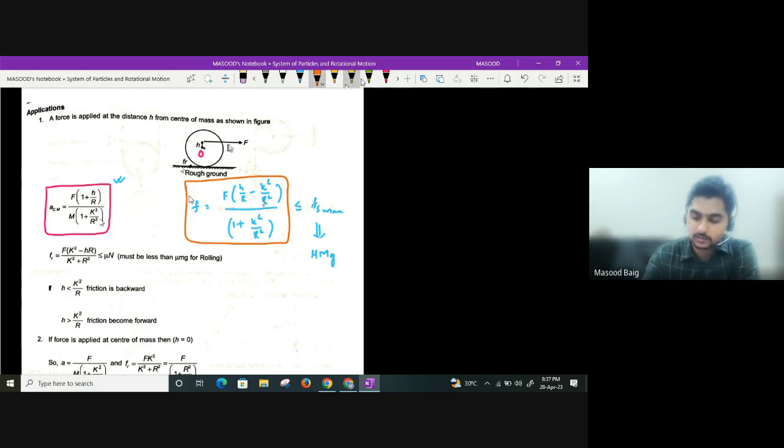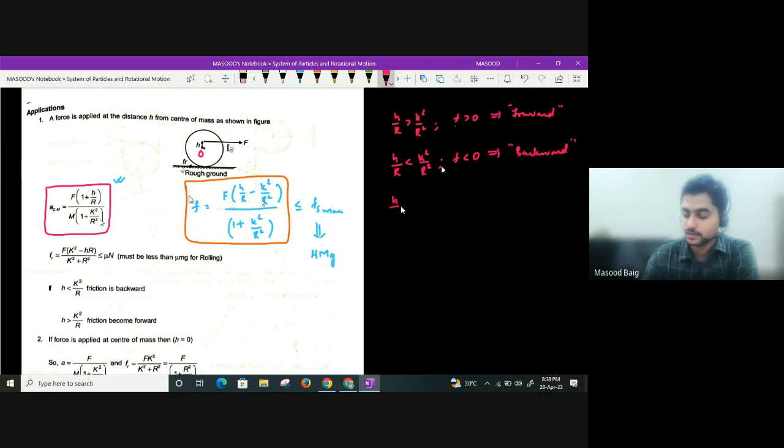Now three conditions will be there here. What are those? If h by r is greater than k square by r square, what will happen? It will be slipping in the forward direction, guys. If h by r is greater than k square by r square, I'll get friction value positive. What is the meaning of friction value positive? It acts in the forward direction. In the same manner, if h by r is less than k square by r square, I'll get friction value as negative. What is the meaning of friction negative? It means friction will be acting in the backward direction.